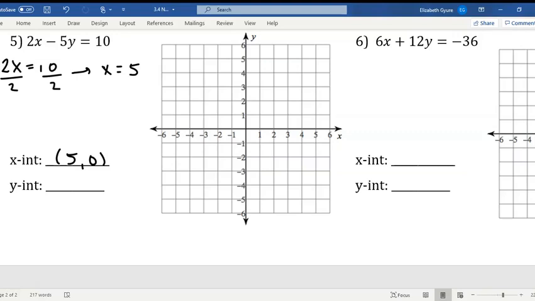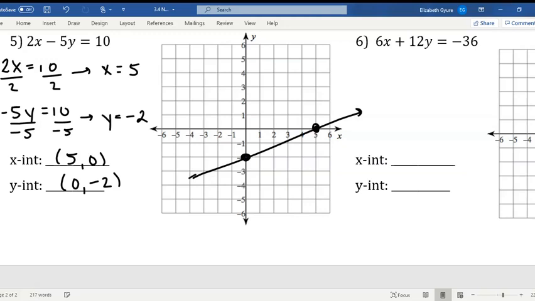Okay. Y-intercept, what do I cover up? X. So what should I write down? Negative 5y equals 10. What do I divide by? Negative 5. Be careful, negative 5. What is 10 divided by negative 5? Negative 2. Careful with your signs. How do we write this as a coordinate point? 0, comma, negative 2. Look at you guys go. You're so smart. Put a dot at 5, 0 on your x-axis. Put a dot at negative 2 on your y-axis. Make your line.